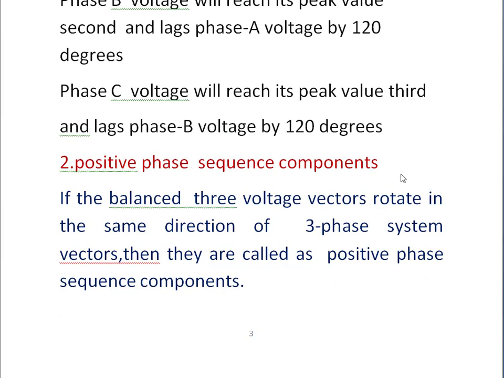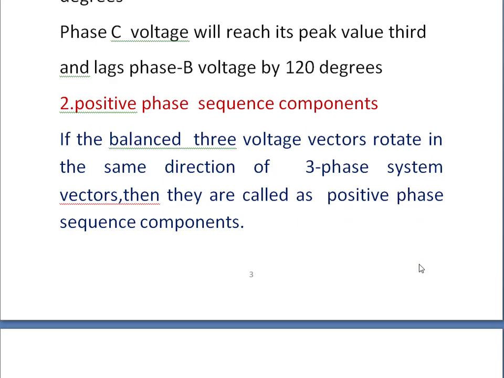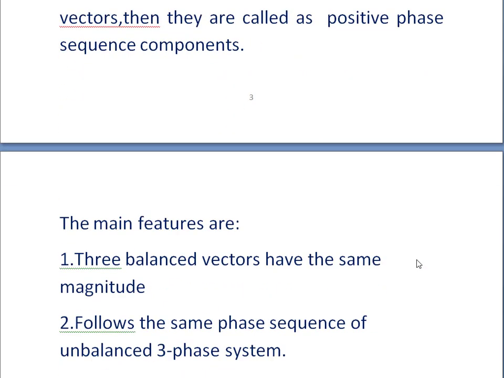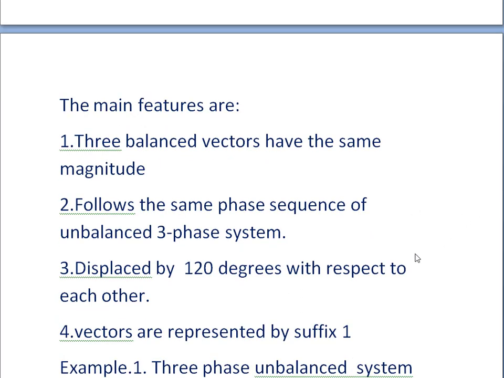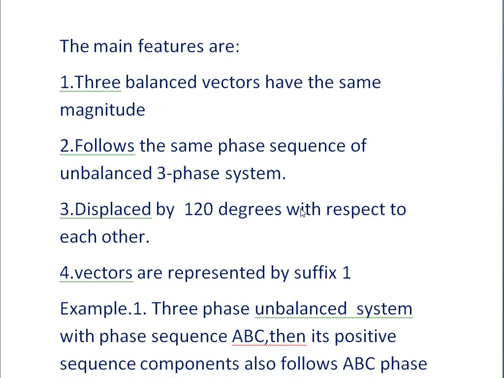Then what are phase sequence components? If the balanced three-phase voltage vectors rotate in the same direction as that of the original system, they are called positive phase sequence components. So what are the main features of these positive phase sequence components? They have the same magnitude and a phase difference of 120 degrees between the vectors, and the phase sequence is the same as that of the original three-phase system.